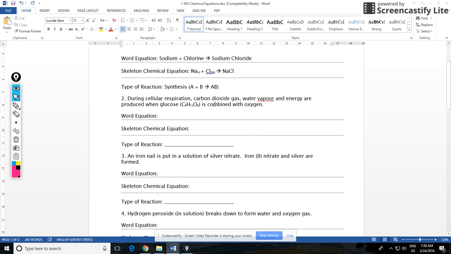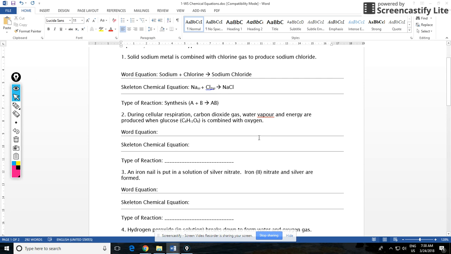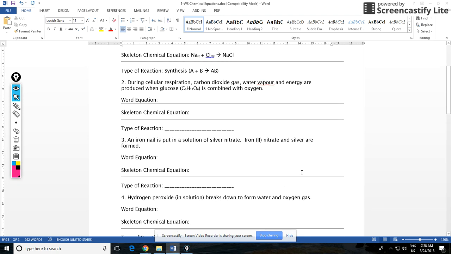So we're going to go through this package and do a few practice problems together, just so you get the sense of what's going on and how to do these word equations and skeleton equations, and how to classify them appropriately, as that'll be a major focus in this grade 11 unit. So let's go to this example here.